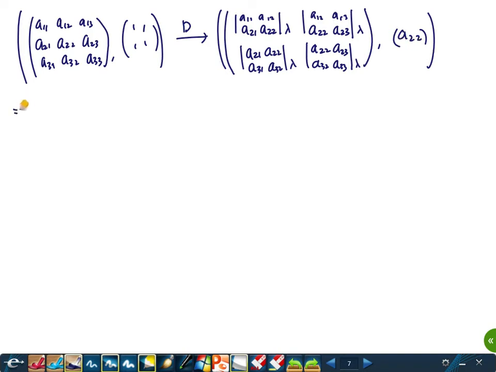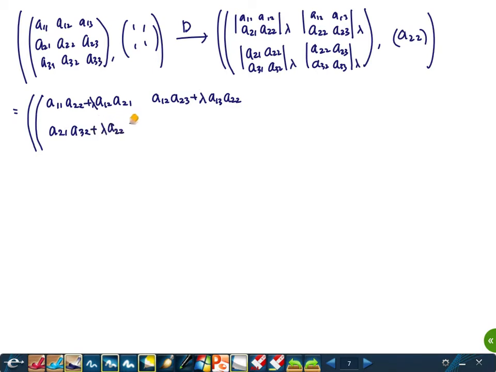So this part is equal to what? Just use Dodgson's algorithm, I mean the definition of the lambda determinant. So A11, A22 plus lambda A12, A21 for this. Right? What is this? A12, A23 plus, oh, I forgot lambda here, lambda A13, A22 for this matrix. Here, A21, A32 plus lambda A22, A31. Here, A22, A33 plus lambda A23, A33. And this is just the same. Now, we have to do one more time.